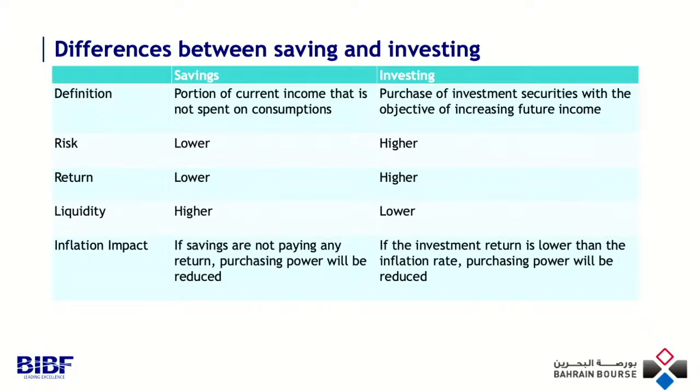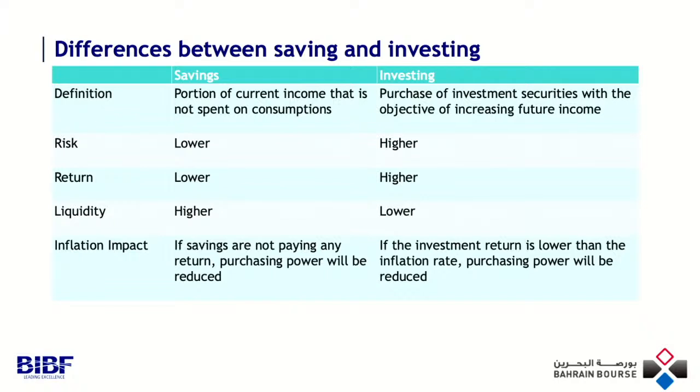If we look at the definition of savings and investing, it says savings is the portion of current income that is not spent on consumption. Current income is the money that I'm earning right now. It could be a salary, it could be business income. Some of us are salaried, some of us have our own businesses, right? So out of my current income, we're spending some money on rent, on fees, on food, on electricity, internet, mobile bills, so many things. Whatever is left after that is what savings is. The definition is saying: portion of current income that is not spent on consumption.